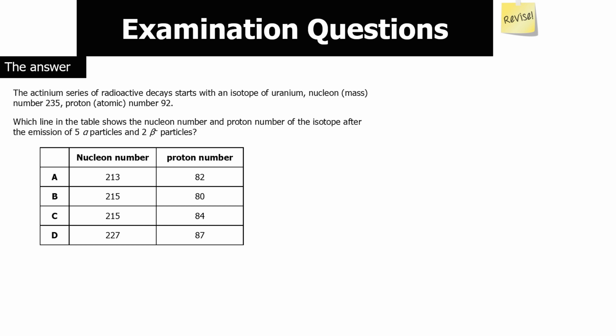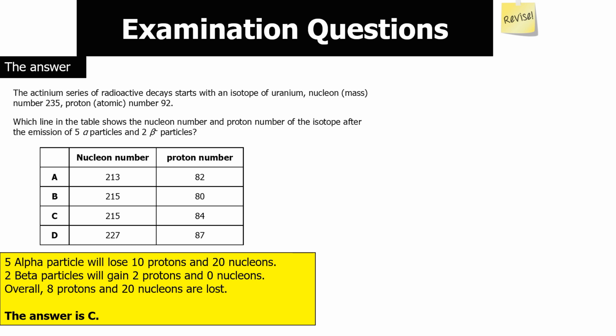Right, so in alpha decay you lose 2 protons and 2 neutrons. So therefore in 5 alpha particle events you'll lose 10 protons and you'll lose 20 nucleons, protons and neutrons. Now in the beta minus decay you're going to gain a proton and you're going to lose a neutron. So therefore in the 2 beta decays you're going to gain 2 protons but gain 0 nucleons because you've turned neutrons into protons. So overall you've lost 8 protons, okay, and then you've lost 20 nucleons, so therefore our answer can only be C.